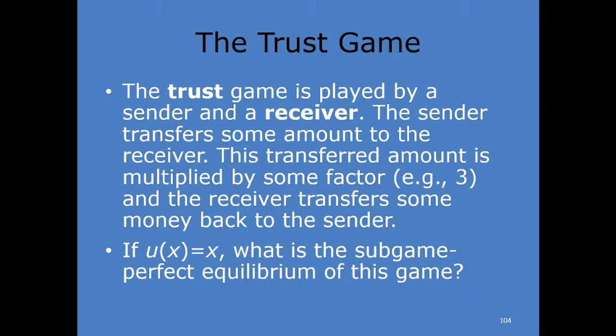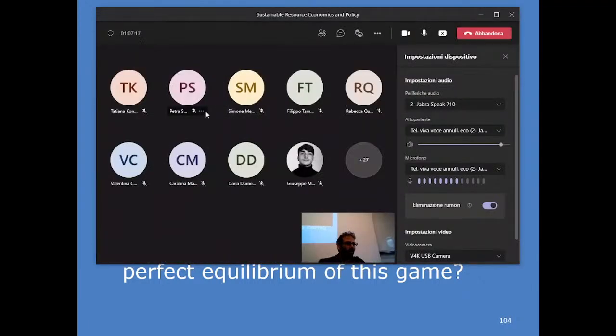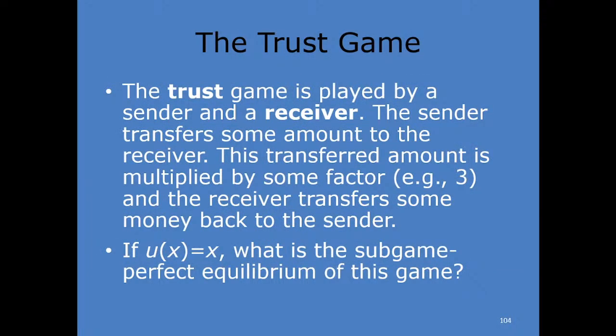Any guess about what the subgame perfect equilibrium, if you have selfish preferences, u of x equal to x is? It's not a trick question, it's an easy one. Feel free to intervene from Teams as well. Otherwise, I will suspect that you're all sleeping on your couch, which is probably true. So surprise me. Anyone? Okay, how about here? Are you sleeping as well? Maybe everything, the maximum you can send. If you are rational and selfish and you only care about your own money? No, okay, I was wrong.